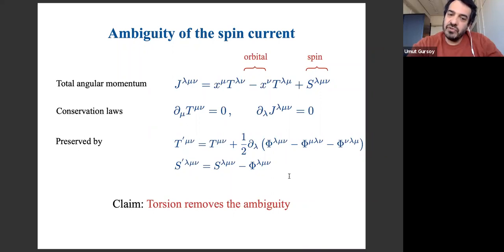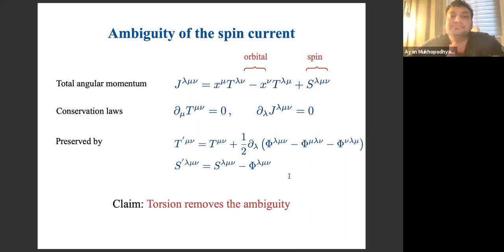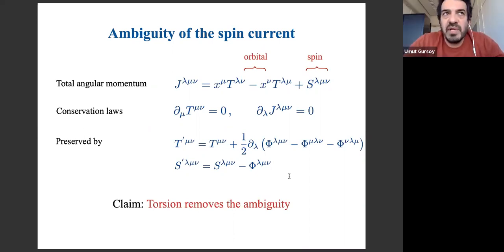But the claim is that indeed what you need is torsion, right? The same kind of ambiguity exists even in the absence of spin. You can define the energy momentum tensor in different ways. But in hydrodynamics, the right way to go about this problem in effective field theory is to assume that you have a small curvature.